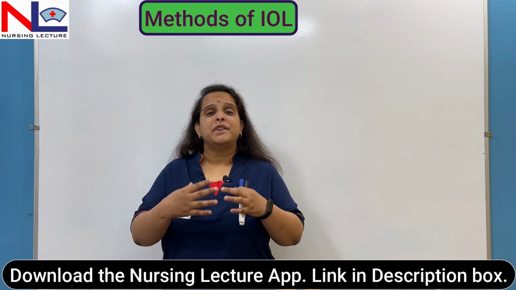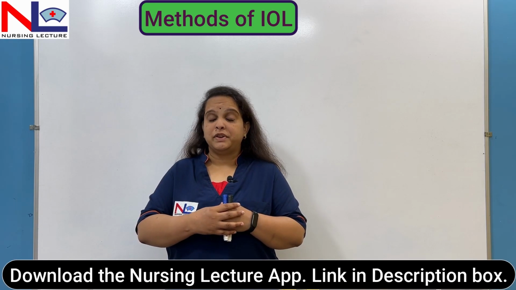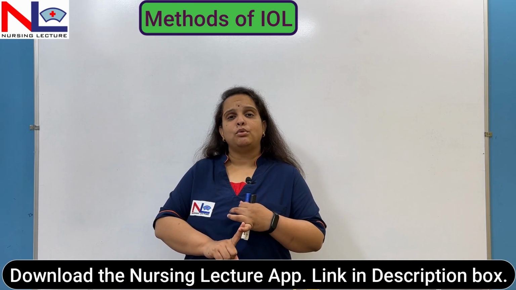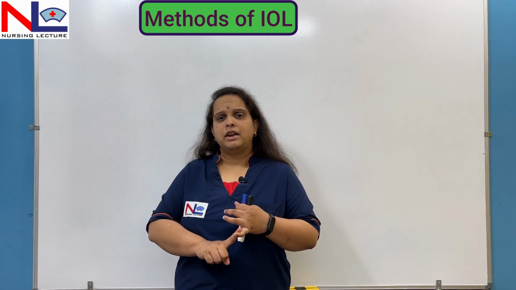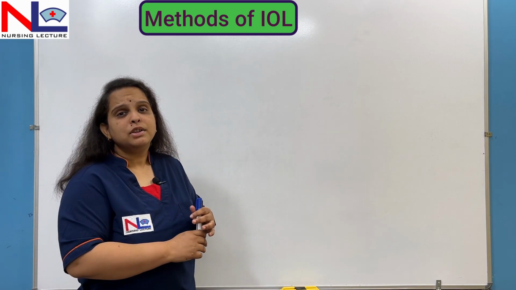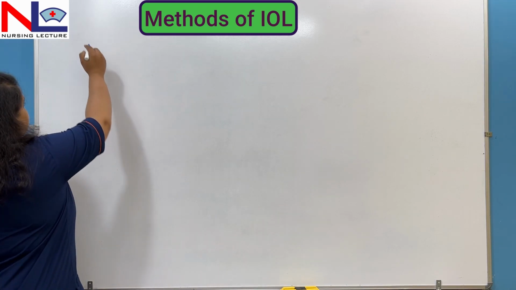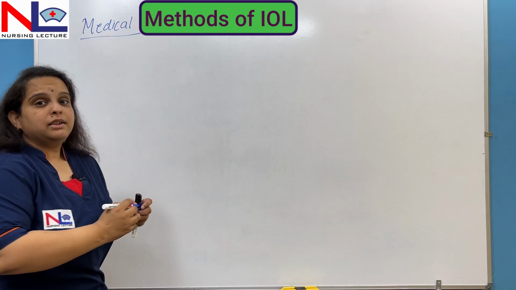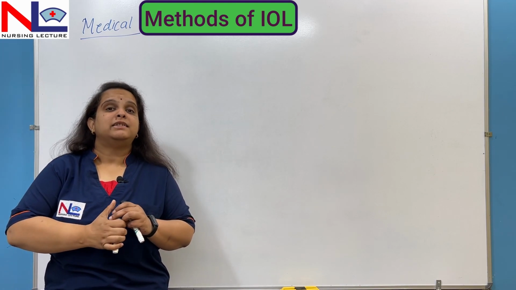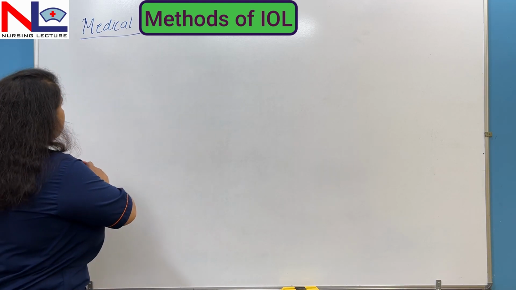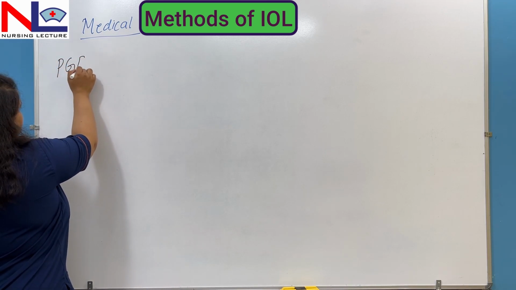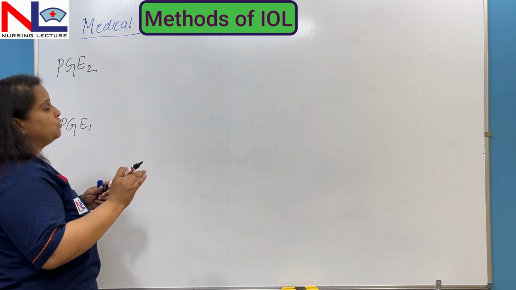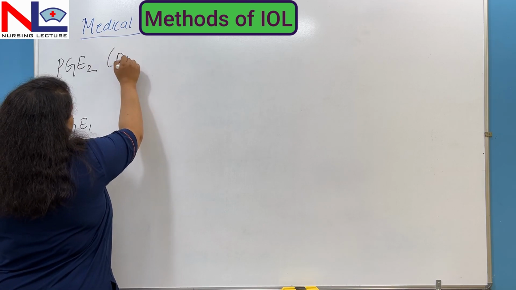You can watch these two videos. Here we'll discuss the different means through which we can initiate or start uterine contraction. That can be through drugs, or we can use non-pharmacological methods. First we'll discuss the medical method. In the medical method, the most effective drug is the prostaglandin analog. There are two prostaglandin analogs, PGE2 and PGE1. An example of a PGE2 analog is Dinoprostone.